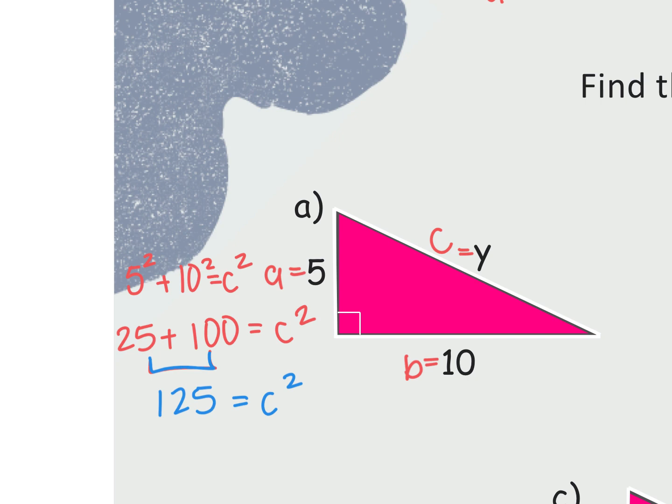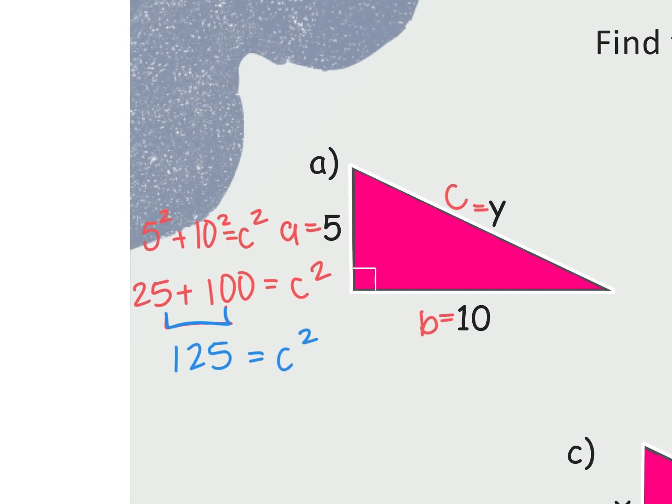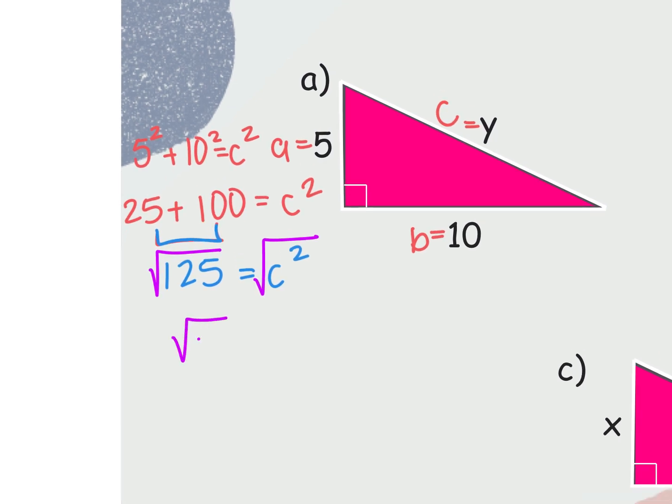And again, how do I get rid of a squared? You're going to root it. So square root of 125. All right, two things that you may get asked on your quiz or on your test. One is to simplify your radical. You cannot use a calculator to simplify a radical. It's not there.